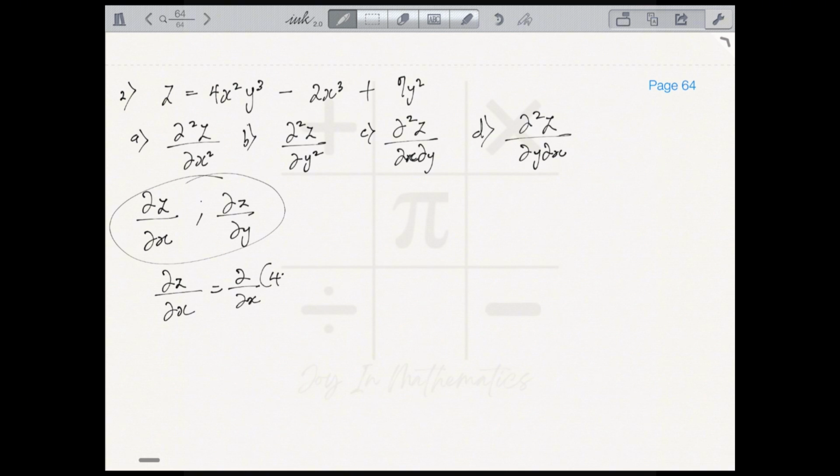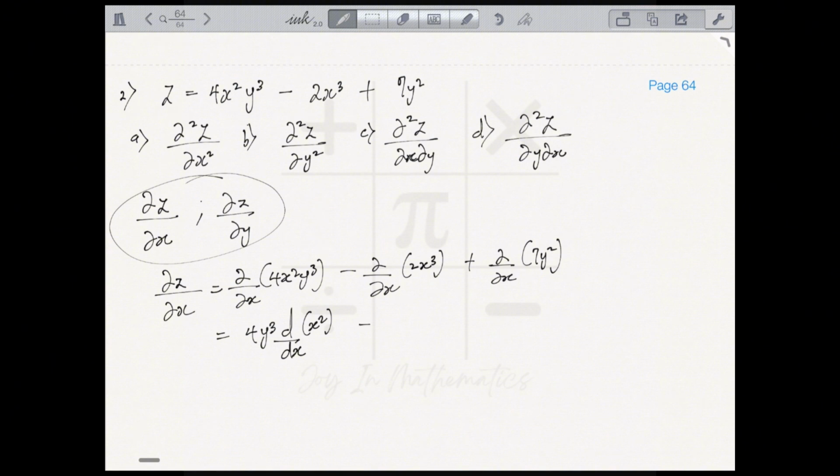∂/∂x of 4x squared y cubed minus ∂/∂x of 2x cubed plus ∂/∂x of 7y squared. Now, if our y is kept constant, we have 4y cubed with a full differentiation with respect to x of x squared, and 2 with a full differentiation with respect to x of x cubed, plus 7y squared with a full differentiation with respect to x of 1.